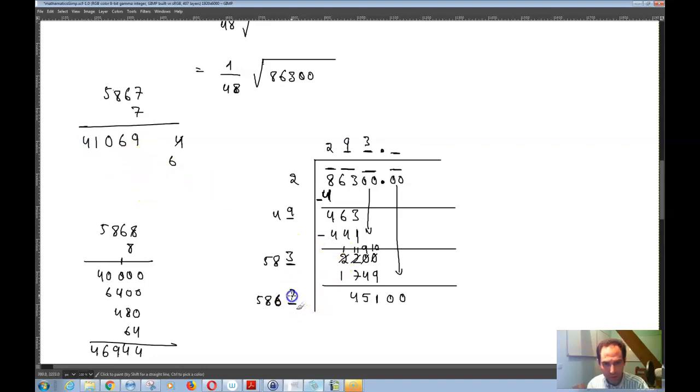So if you use a 7 here and a 7 over here, you would get 41,069. And okay, so you can make this a 0, 9, and 10. So that's a 1, that's a 3, 0, 4.